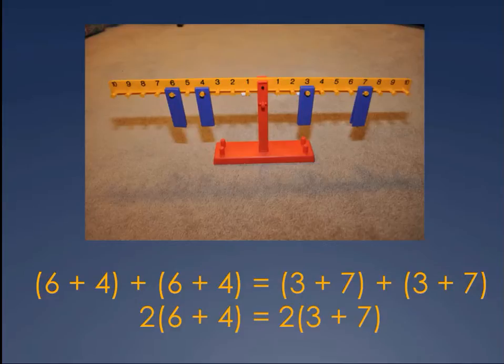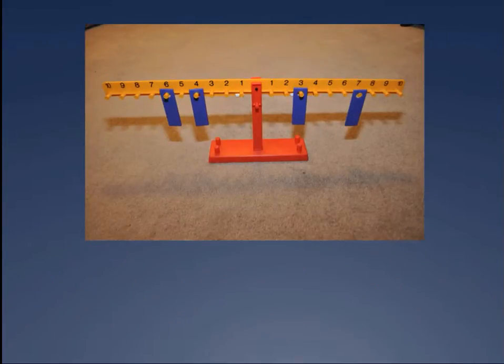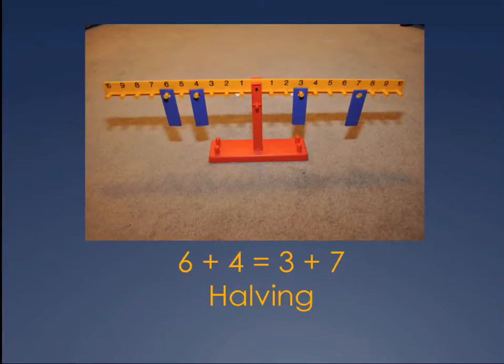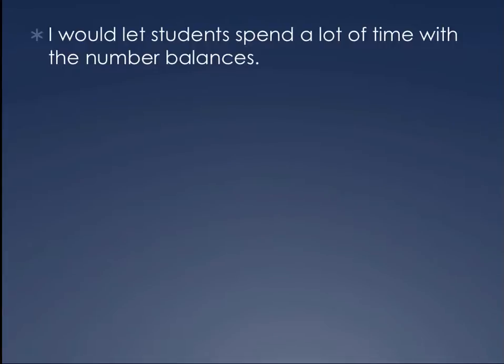We could also consider using the order of operations, which students learn in grade 6. Then students could halve, or divide by 2, their representation. They have to take half of everything, not just one of the numbers. After this, students could be asked to triple the initial value and then take a third of it to reinforce this concept. I would let students spend a lot of time with the number balances.